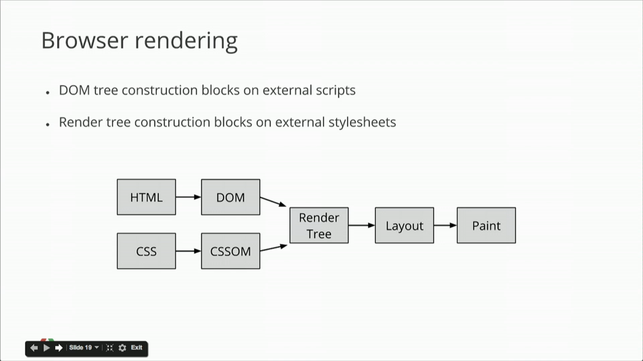And you can see that to paint anything to the screen, we need both the document object model to be ready and the CSS object model to be ready. And it turns out that both of these things are going to depend heavily on the presence of external scripts and style sheets. To see how this actually affects user perceived latency, we'll go through this brief example.